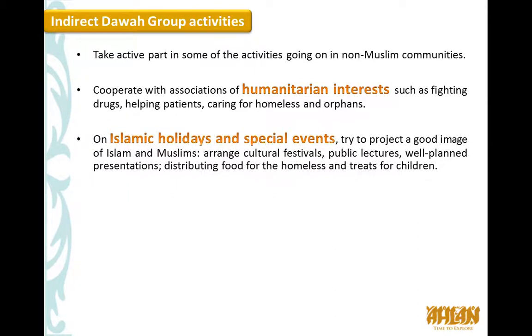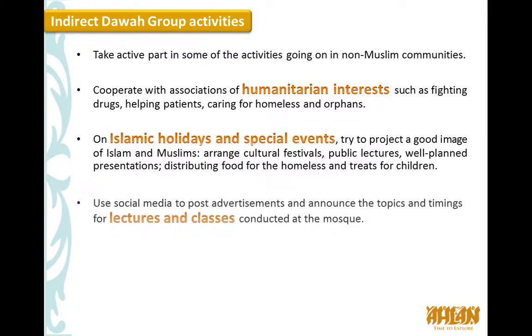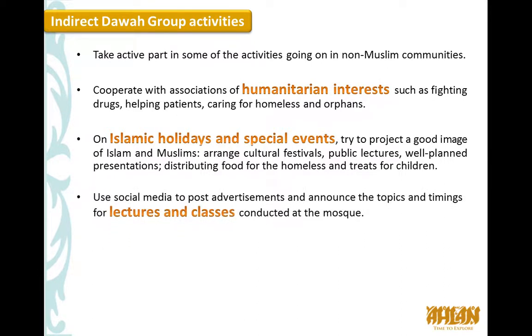Using Islamic holidays and special events, trying to project a good image of Islam and Muslims, trying to post advertisements and announce topics for lectures and classes that are conducted at your mosque or masjid, and of course doing acts of worship in public is very affecting and one of the commonly used methods for indirect da'wah, just as praying or making wudu.